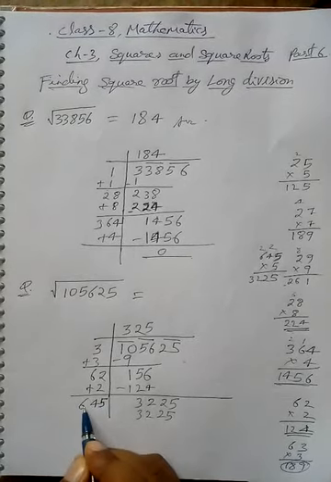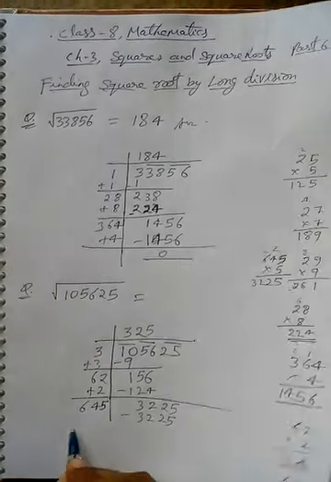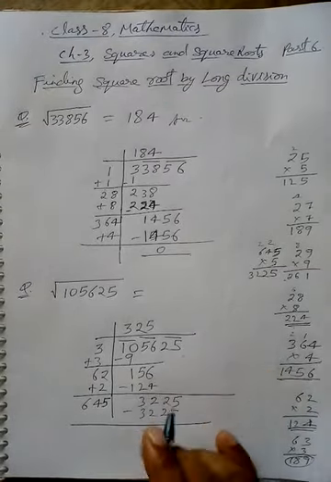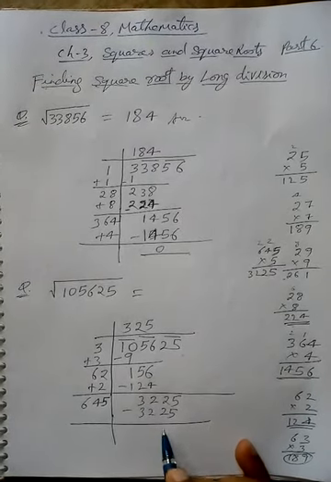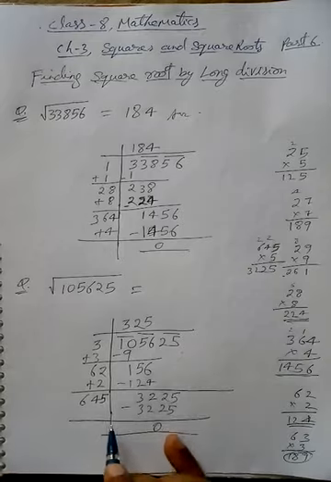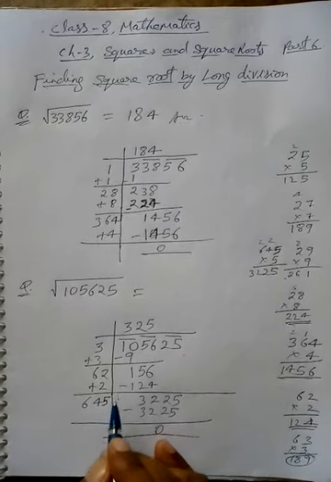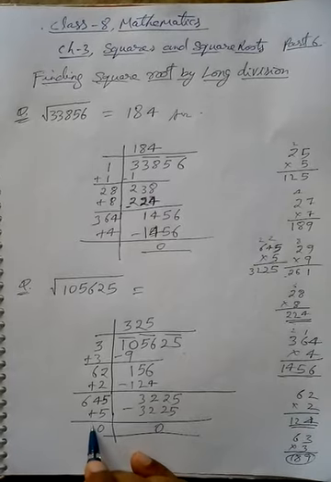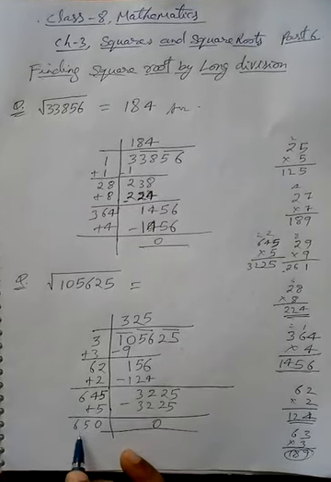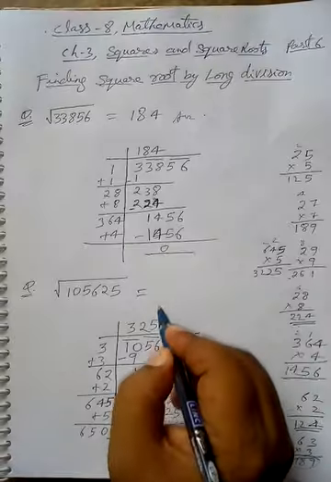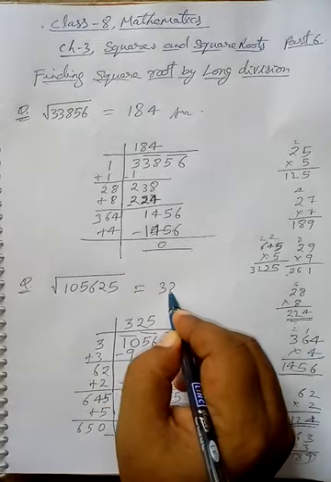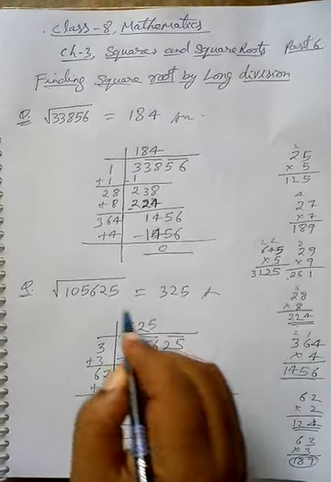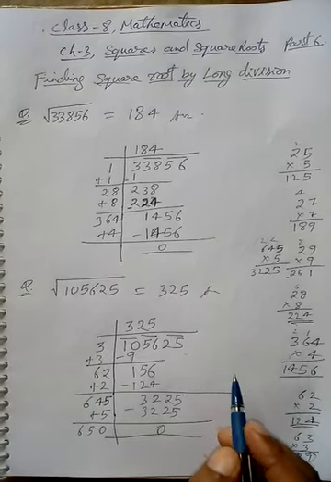645. Subtract it. It becomes 0, remainder is 0. Here whatever you write here must be added here also. You get 0. This is the solution. 325 is the answer. 325 is the square root of 105625.